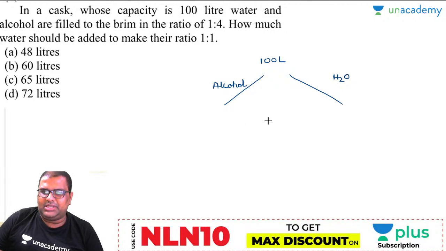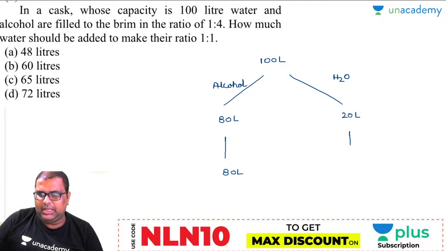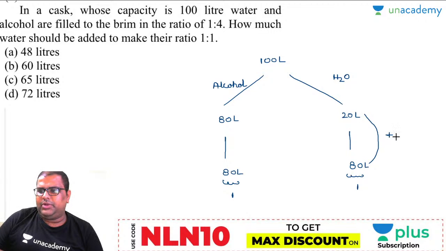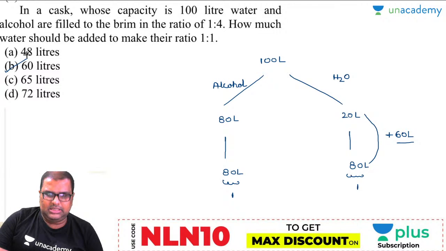Water and alcohol in 1:4 ratio. 1:4 ratio means, observe here, your water is 20 liters and your alcohol is 80 liters. Will you accept this? How much water should be added to make the ratio 1:1? You didn't add a single ml of alcohol, so it will be 80 liters only. And this 80 liters will be 1 part value, and this is also 1 part value, which is nothing but 80 liters. So how much water did you add there? Is it 60 liters? Yes, and this is your answer there.